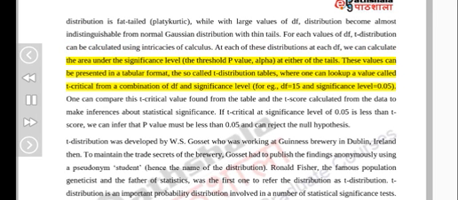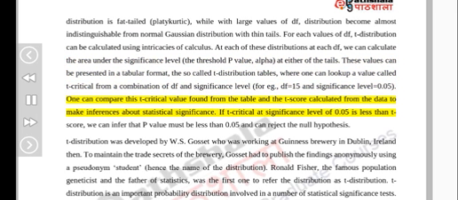These values can be presented in a tabular format, the so-called t-distribution tables, where one can look up a value called t-critical from a combination of df and significance level, for example, df equals 15 and significance level equals 0.05. One can compare this t-critical value found from the table and the t-score calculated from the data to make inferences about statistical significance. If t-critical at significance level of 0.05 is less than the t-score, we can infer that the p-value must be less than 0.05 and can reject the null hypothesis.